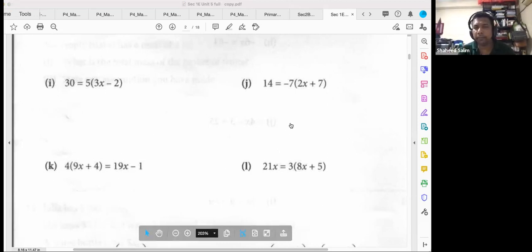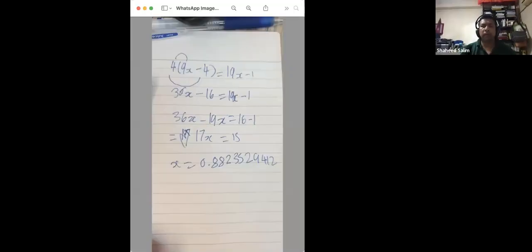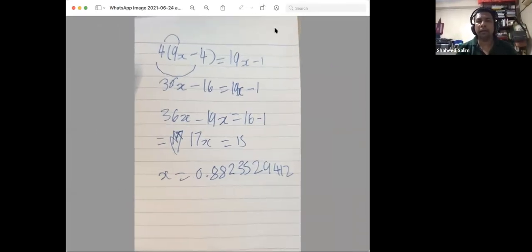Oh, you sent me an answer. Okay. Okay, here. Let us see. Yeah, you got it right. You got it right. You got it right. Now, don't use double equal. Don't use double equal here. Now, because the equals is all here. Now, you bring over 16.